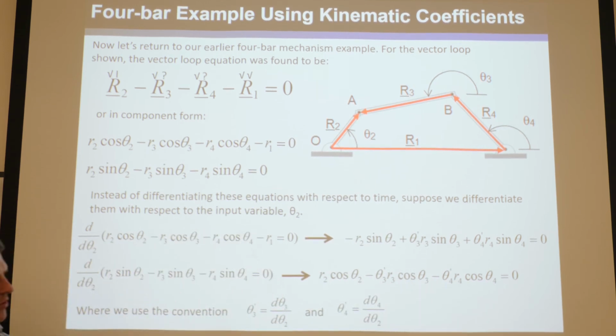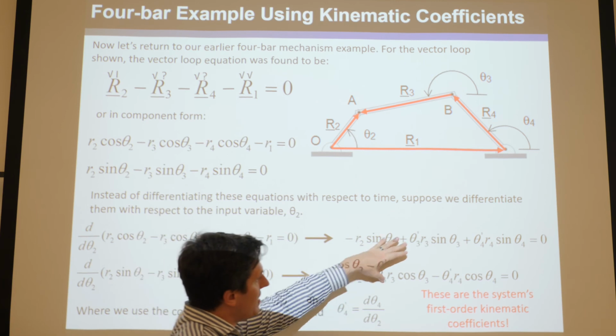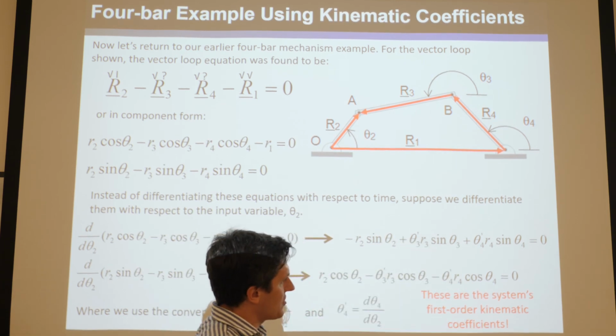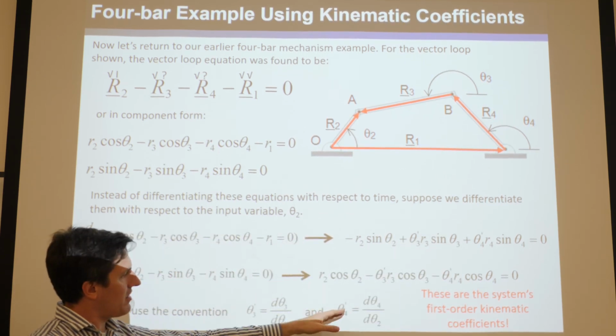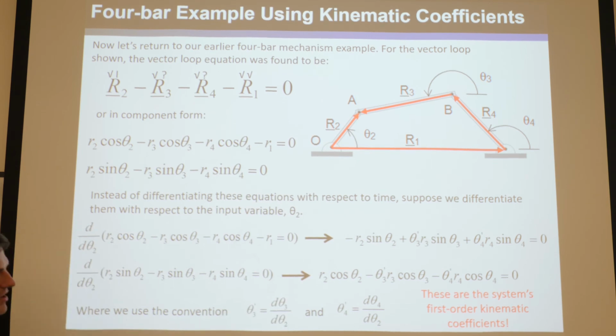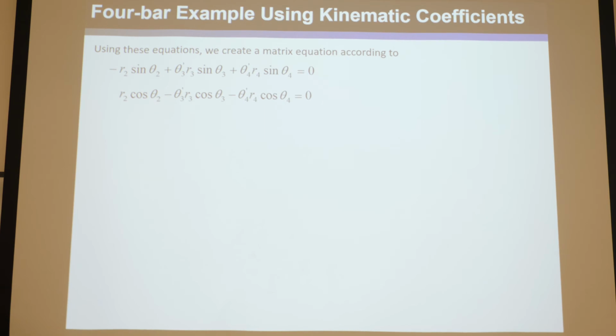So you might say, well, why are we doing this? Why are we taking the component form, taking the derivative with respect to the input? Well, you can see if we do this, we generate these first order kinematic coefficients, theta 3 prime and theta 4 prime. Well, what's the magic of first order kinematic coefficients? Well, we can solve them if we take this equation.